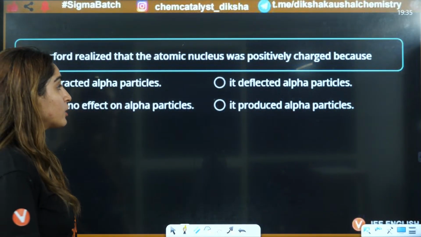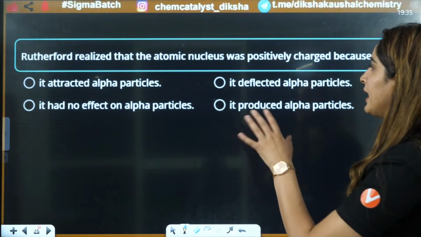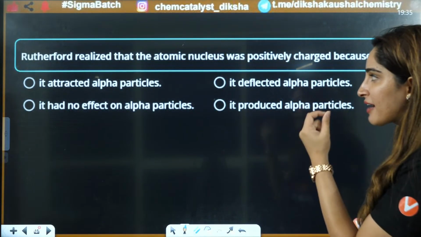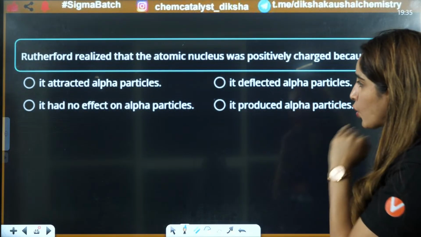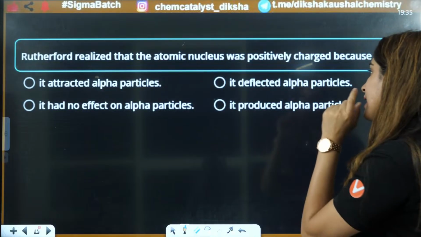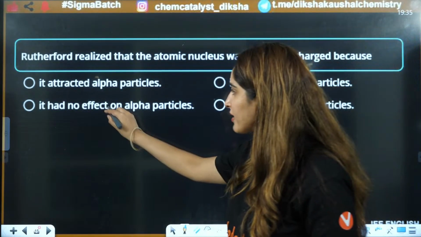Okay, next. Rutherford realized that the atomic nucleus was positively charged. So how did it affect the alpha particle? It attracted the alpha particle. It deflected the alpha particle. It had no effect on the alpha particle. It produced alpha particles, that is absolutely wrong. It had no effect, that is also wrong.